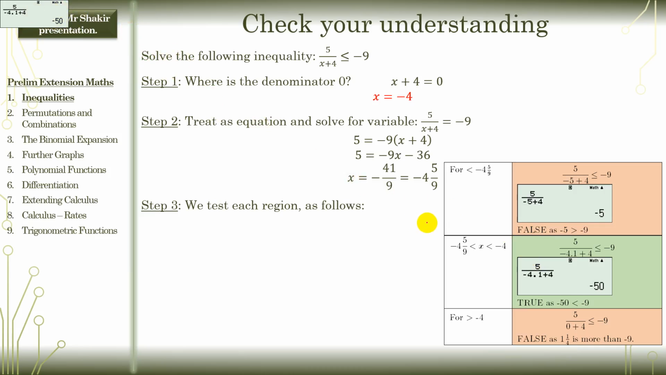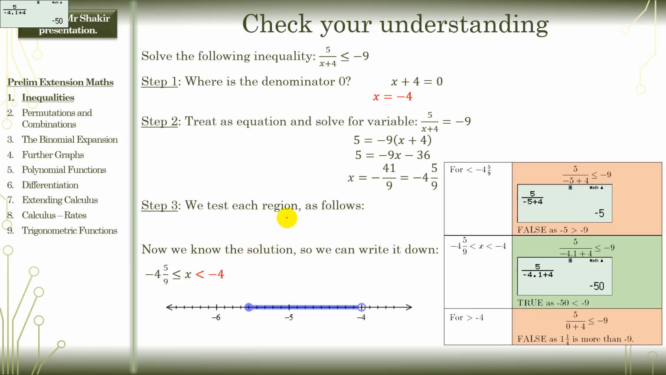Alright, now we've tested each region. We know where the inequality holds true. The solution is somewhere over here. So we write it down, noting that that was a less than or equal to, so our solution will by default be something like that. However, because the denominator is equal to 0 at -4, this is not part of the solution. We draw a strict inequality there. Alright, and we just plot it on the number line and we are done. And hopefully you got it right.